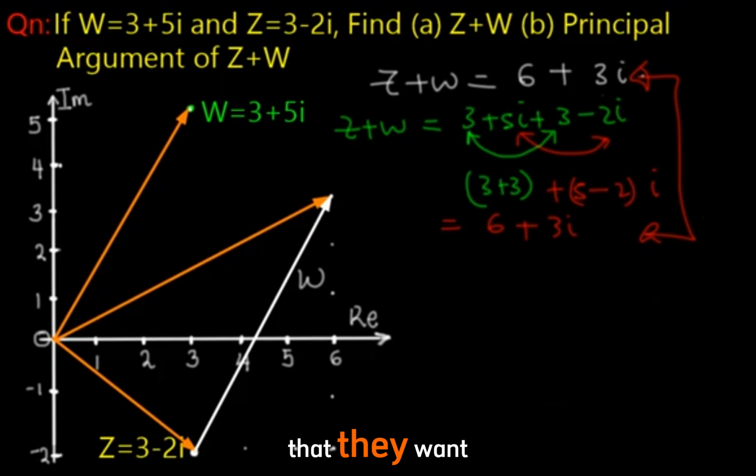Now remember that they want us to find the principal argument of Z plus W. Now in order to do that, we have to first extract out the right angled triangle. So we draw it here.